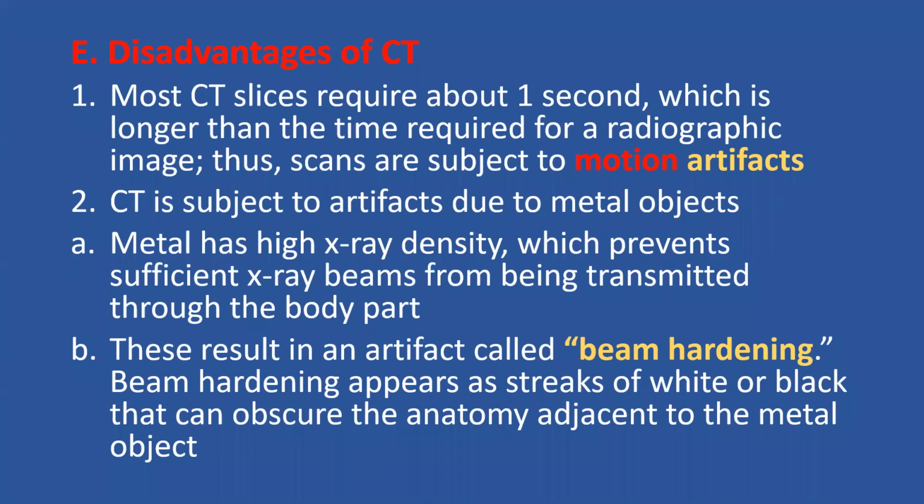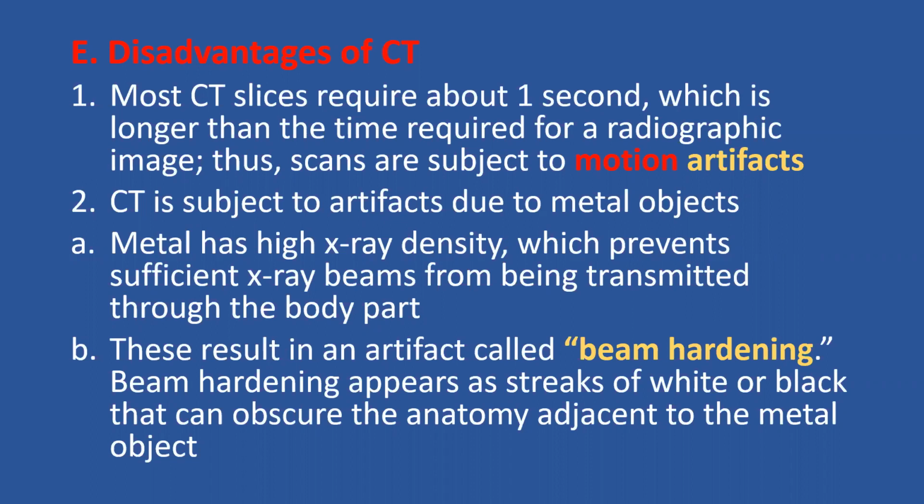Most CT slices require about 1 second, which is longer than the time required for a radiographic image. The scans are subject to motion artifacts. If the patient is moving or anything causing motion, they can be caught by CT. CT is subject to artifacts due to metal objects. Metal has high X-ray density, which prevents sufficient X-ray beams from being transmitted through the body part. These result in an artifact called beam hardening.